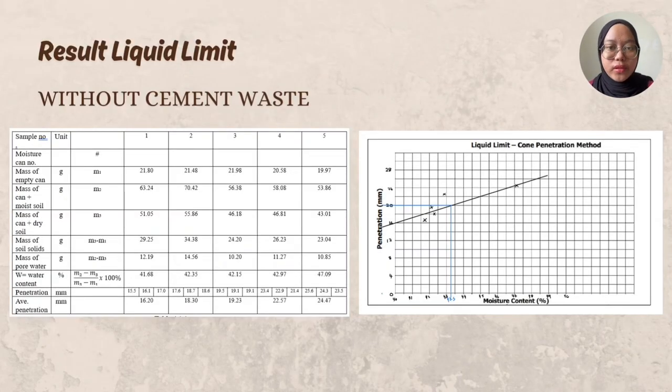This shows the result of the liquid limit for without cement waste. The liquid limit of the soil was 43.3%. This indicates the maximum plasticity. The soil has a moderate water capacity and moderate compressibility.